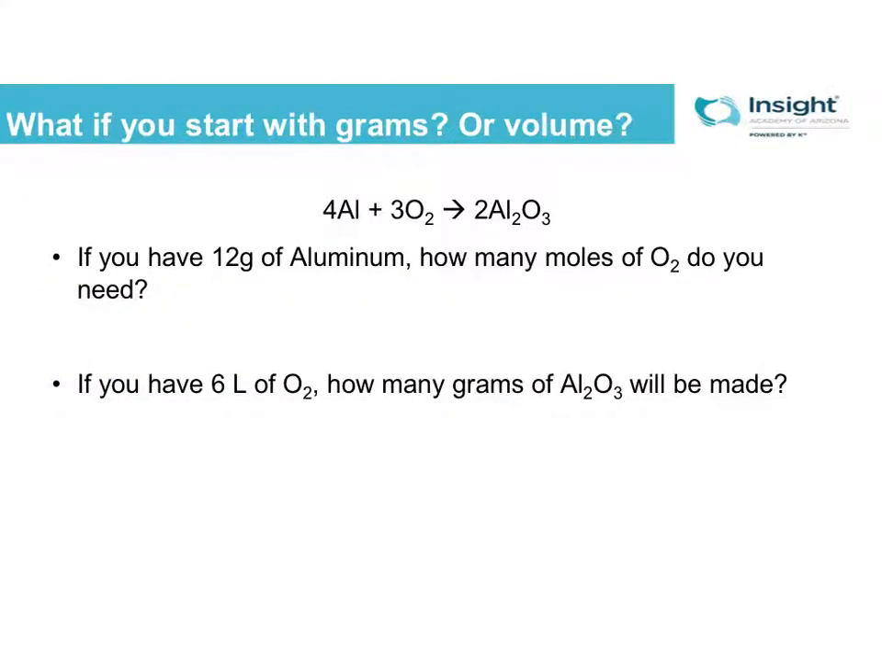An example of a true, full multi-step stoichiometry problem is something like one of these. If you have 12 grams of aluminum, how many moles of oxygen do you need? Or if you have 6 liters of oxygen, how many grams of aluminum will be made? So you might be starting with grams or volume, or ending in grams or volume. There's also the options where you end in moles.